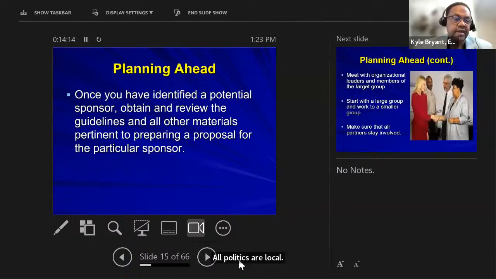In terms of planning ahead, once you've identified a potential sponsor, obtain and review the guidelines from the agency that's funding the grant and all other materials pertinent to preparing a proposal for that particular sponsor.